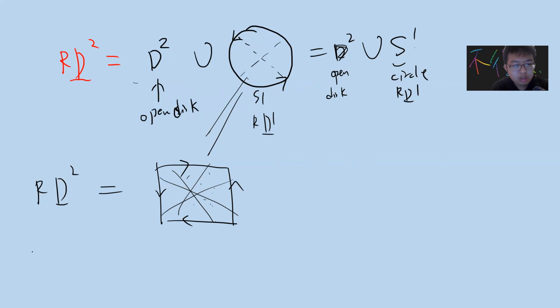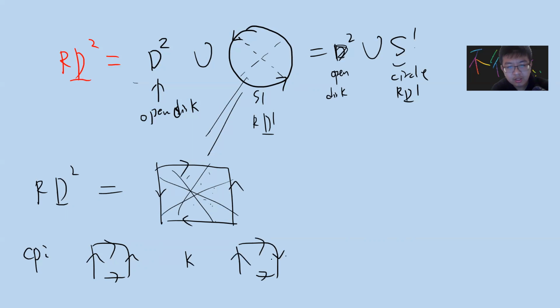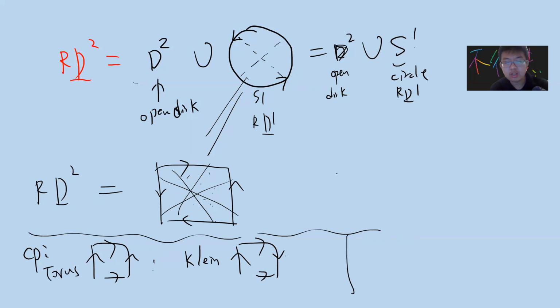Okay, and compared to the standard one, there is a torus. So the torus looks like this, and the Klein bottle looks like this. Okay, so this is a Klein bottle. This is a torus. Okay, so there are three standard families. Okay, so now let's compute the fundamental group of RP2.